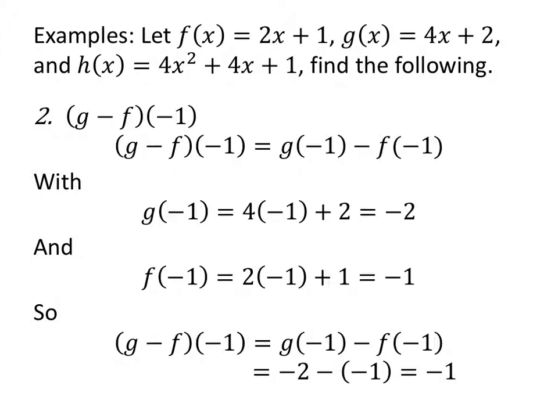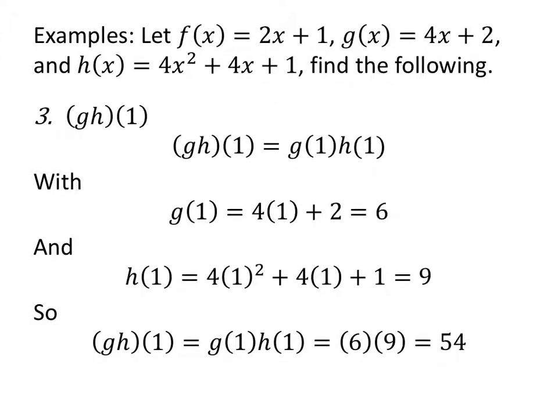Next, we're going to find g minus f at negative 1. So g minus f at negative 1 is g of negative 1 minus f at negative 1. First I'm going to find g of negative 1, which is negative 2. Then I'm going to find f at negative 1 using my function f, and that should be negative 1. When I find this difference, g of negative 1 minus f of negative 1, I'm going to replace it with negative 2, minus sign, negative 1, and negative 2 plus 1 gives me a result of negative 1.